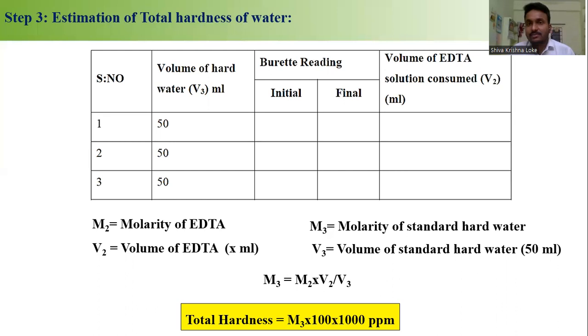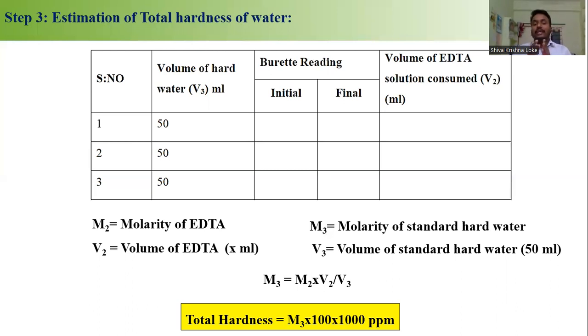Students, we have already discussed that V2 comes from the 3 successive values. Among those 3 values, we'll take one value, and V3 is the volume of hard water. The volume of hard water we took in the conical flask is 50 ml. We substitute all these values in the equation M2V2 equals M3V3, and we'll get the molarity M3. So what is M3 here? M3 is related to the total hardness of the given water.